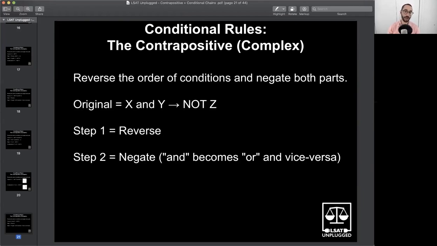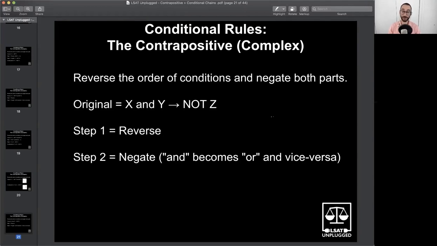Anybody have thoughts on what the contrapositive of this would be? Z requires not X or Y for this sentence. Perfect. So Z requires not X or not Y. So Harry typed it. Z requires not X and not Y. I see Winnie also got it. Perfect. Yeah, so Z requires not X or not Y.